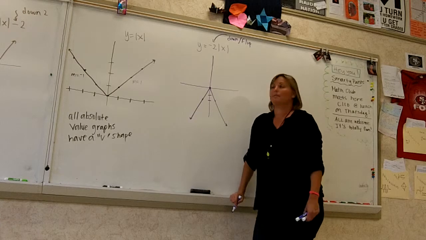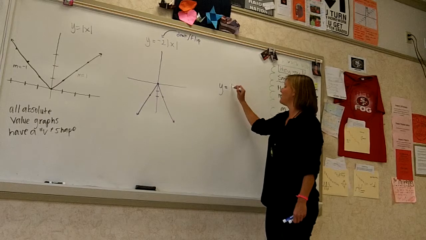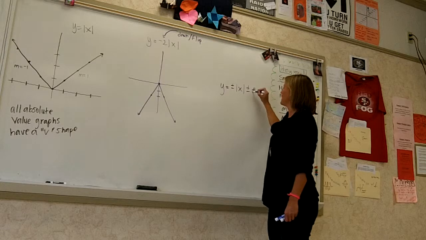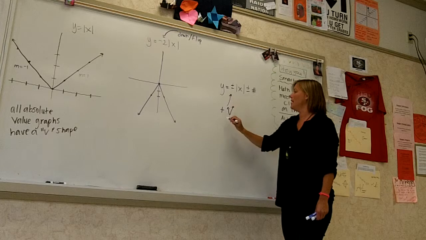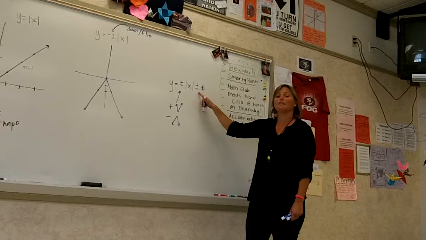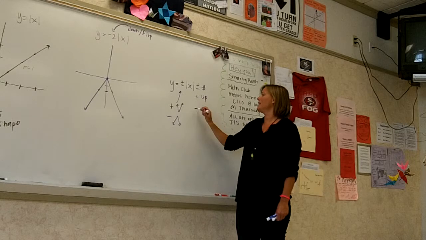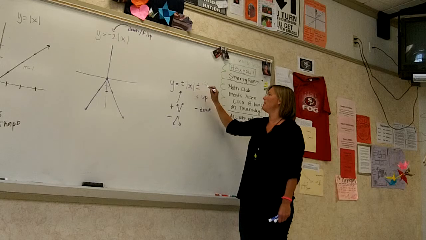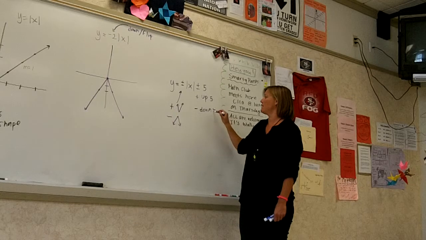So let's recap. So far, everything we know is if I have y is equal to plus or minus the absolute value of x plus or minus some number here. All right, if this number is positive, my V opens up. If that number is negative, my V opens down. If this number outside the absolute value here is positive, I'm shifted up. And if it's negative, I'm shifted down. So for instance, if I have plus or minus 5, here I would go up 5 if it's positive. If it was negative, I would go down 5.